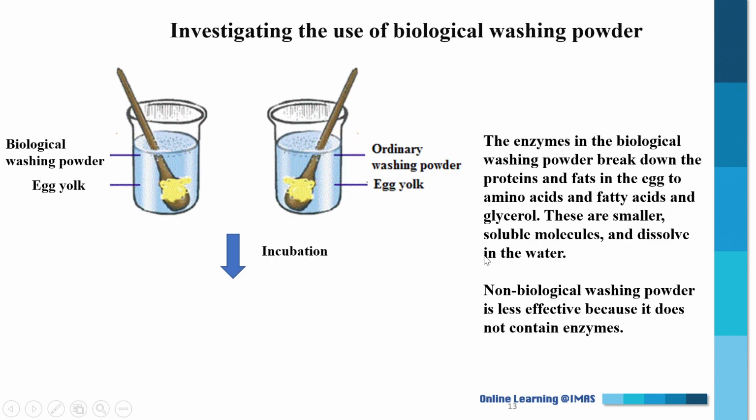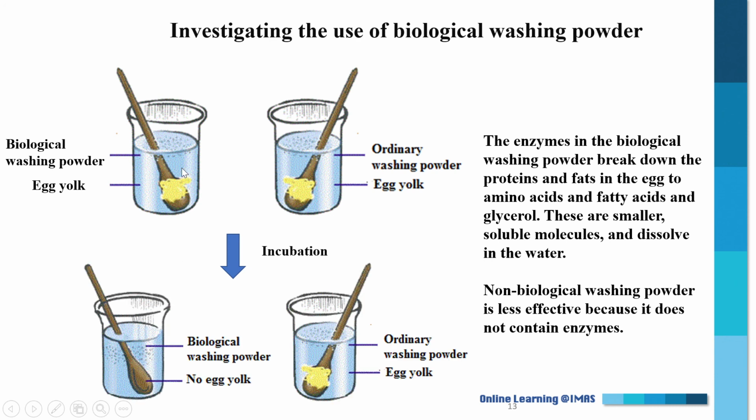And here is another very simple experiment using biological powder. We have egg yolk here and another egg yolk here. In this one we put biological washing powder, and here we put ordinary washing powder, and we incubate, let's say 1 hour or 2 hours. What will happen? With biological powder, there will be no egg yolk at all, but with the ordinary one, the egg yolk is still there. What happened is that the enzyme digests the egg yolk. Egg yolk is made of fat and protein.